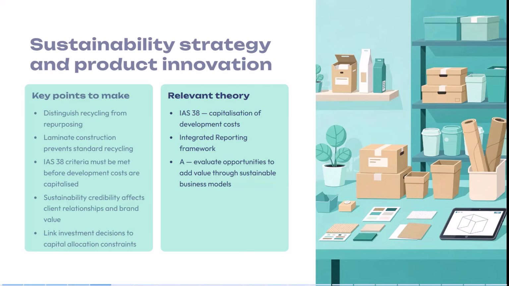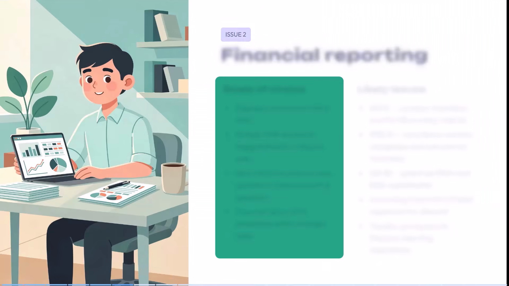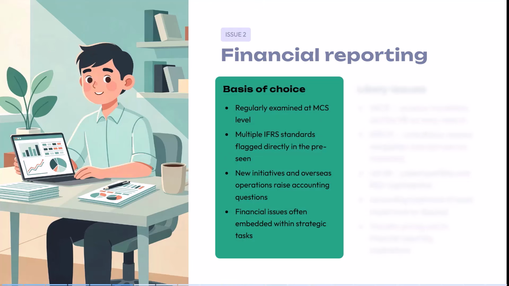Okay, so that's issue 1. Let's move over now to issue 2, which is financial reporting. Now, financial reporting is regularly examined at MCS level. It tends to appear in at least one task in most exam sittings. Now, at MCS, the financial reporting questions are more complex than at previous levels because they are embedded in strategic contexts rather than presented as standalone accounting exercises. A new overseas facility, a currency movement, a consultancy contract that overruns.